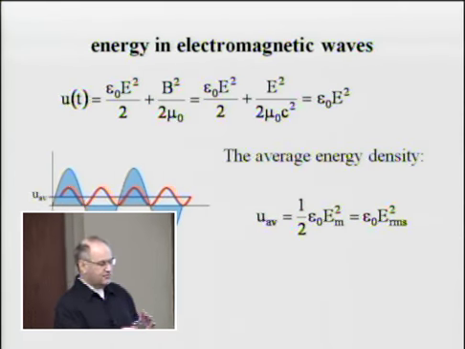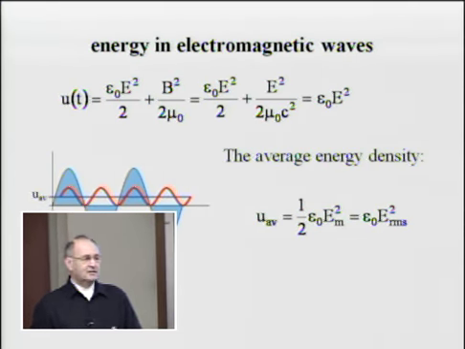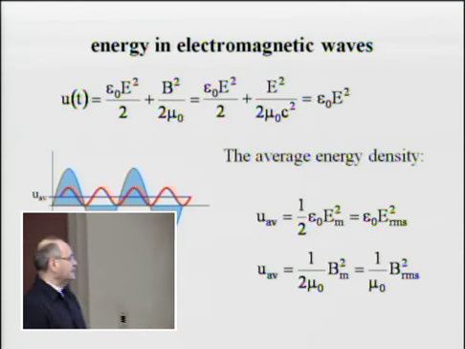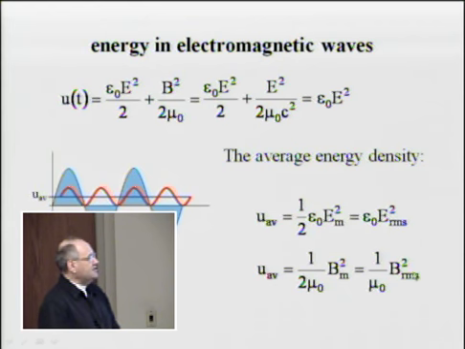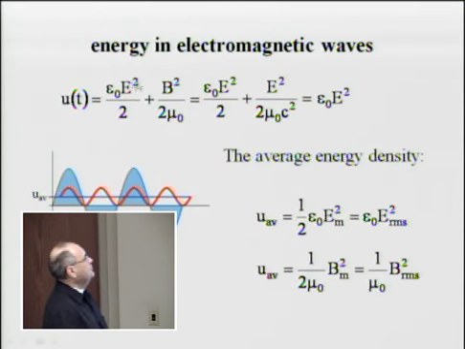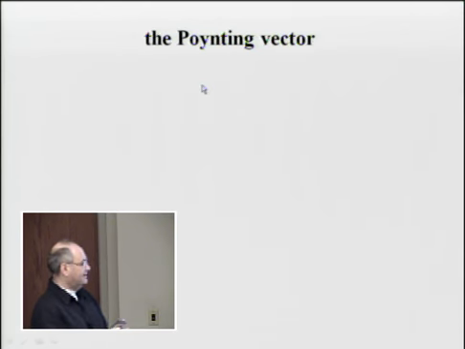Now, if I did this using magnetic field, then I would get an equivalent expression. And actually, you can do it either by substituting root mean square value of electric field here by the product of speed of light and root mean square value of magnetic field strength, or you could do it over there. Now, how?